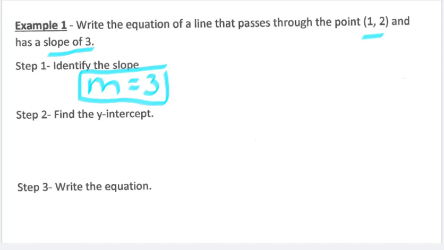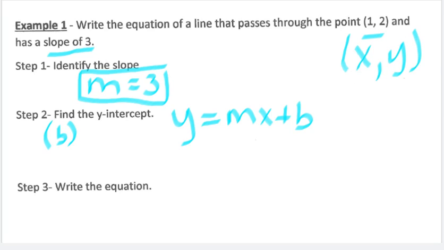Okay, so now in order to find the y-intercept, we need to use the equation y equals mx plus b. Remember, our y-intercept is the b. We need to figure out what the b is. The m is going to be 3, and our x and y is the point they gave us up here, so x, y will be 1 and 2. Now we just plug in those values. So our y is 2, our m is 3, our x is 1, plus b.